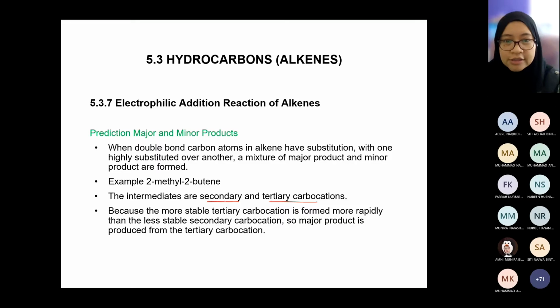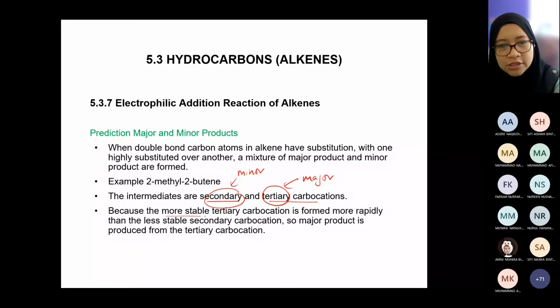Okay, alright. So yang dua probability kan, kalau yang di place here, it can also be placed here. So you have to consider in terms of the carbocation, the stability of carbocation. Okay, so we know that tertiary carbocation is more stable. So the tertiary carbocation will be more likely to be formed and therefore it will become the major product later on. It will form the major product. And this one will form the minor product. Okay. So because the more stable tertiary carbocation is formed more rapidly than the less stable secondary carbocation, so major product is produced from the tertiary carbocation.